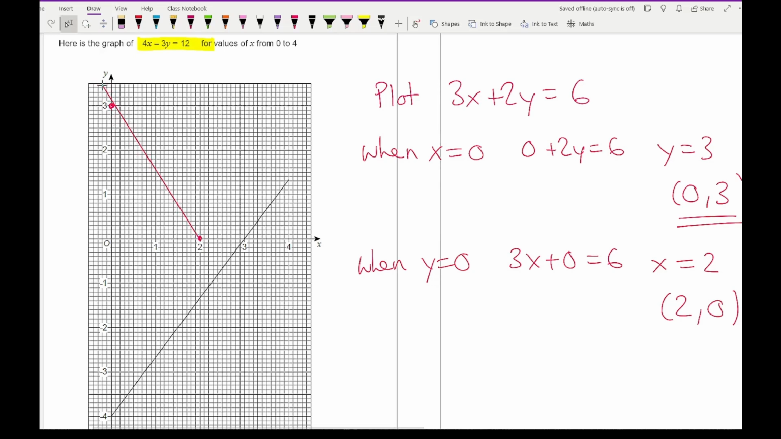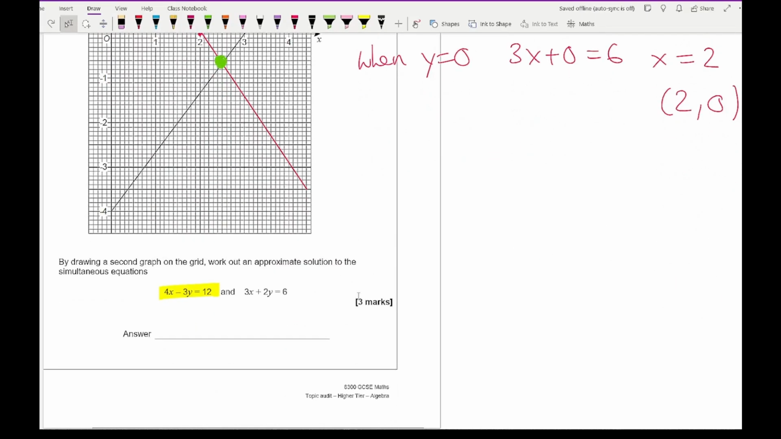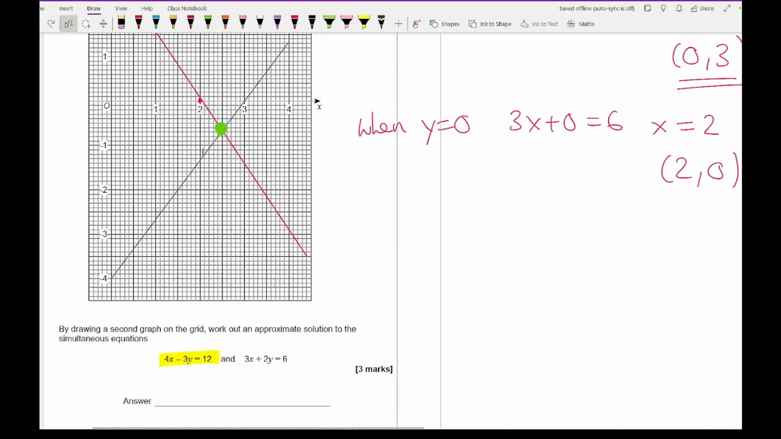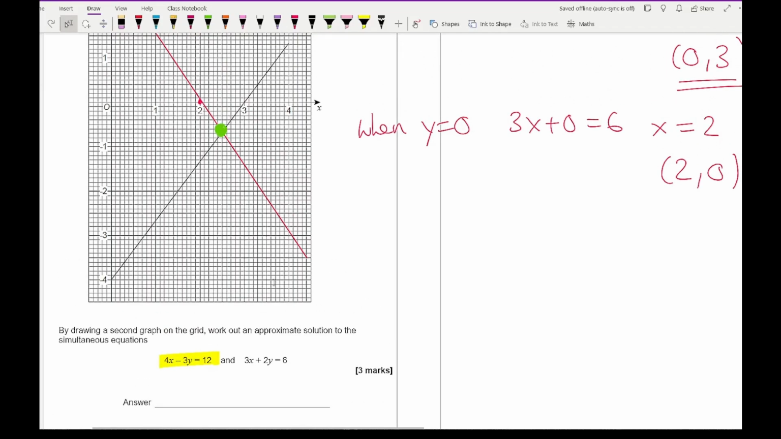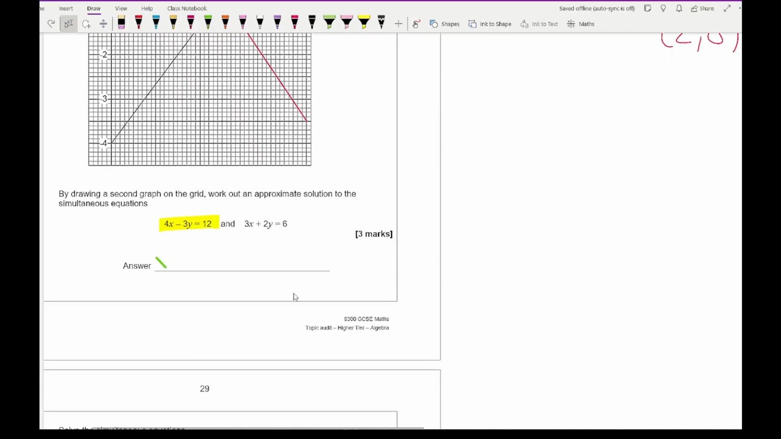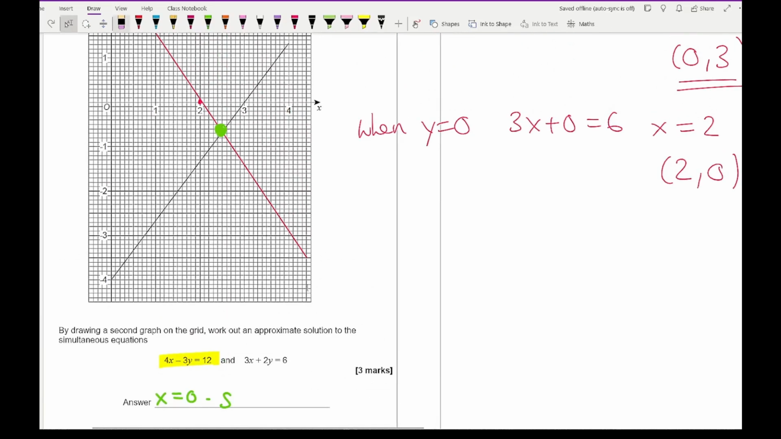Now when you are drawing or plotting a line, just make sure it goes right to the edge of the grid of the squared paper that they give you. And you definitely want to show that the lines are intersecting. So at this particular point, it's intersecting at this point here. So I then just need to write down the coordinate of the approximate solution to this. So x equals 2.5 and y equals 0.5.